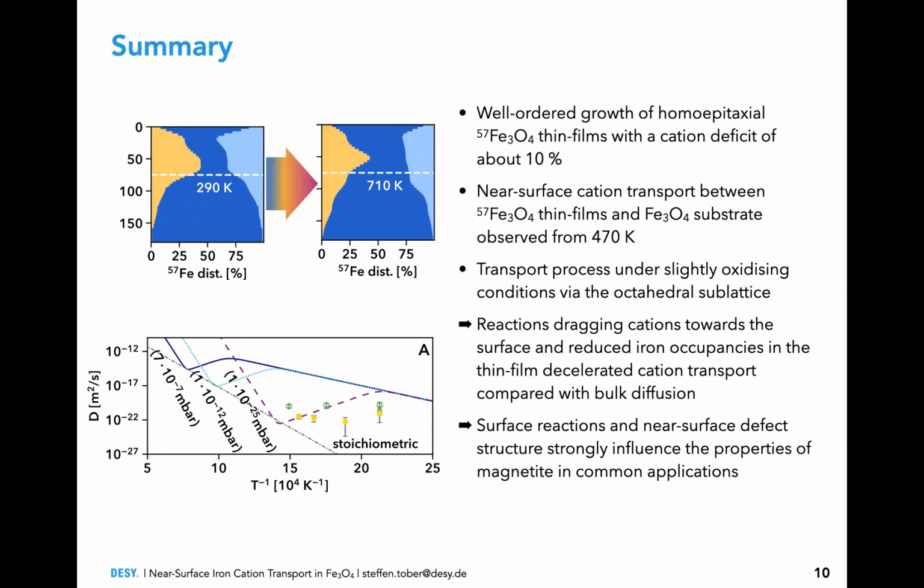We have seen that we were able to do a well-ordered homoepitaxial growth of magnetite on magnetite with a cation deficit of about 10%. Near-surface cation diffusion was observed to start at 470 Kelvin, mainly on the octahedral magnetite sublattice. And it was considerably slower than bulk diffusion, most likely due to surface effects which decelerated the diffusion along the surface normal or into the bulk. And therefore, surface effects need to be taken into account when treating reactions or processes which might involve near-surface cation diffusion in magnetite.